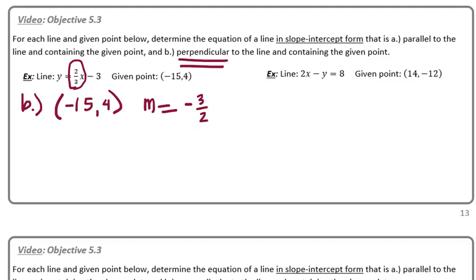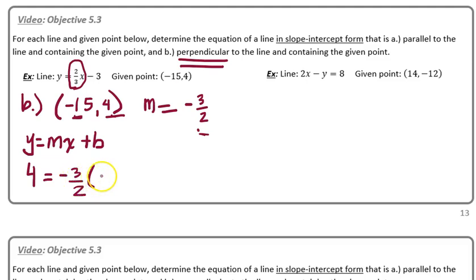Cool. Easy breezy. Y equals mx plus b. I'll substitute in everything I have. I have a y, I have an x, and I have a slope m. So 4 is equal to the slope of -3/2 times the x of -15 plus b, unknown b. So let's see, -3 times -15.